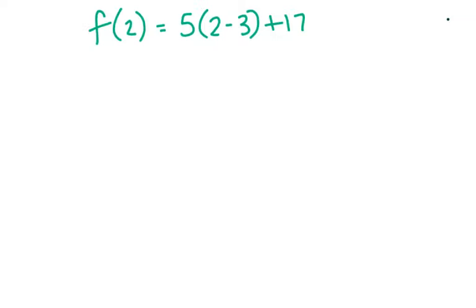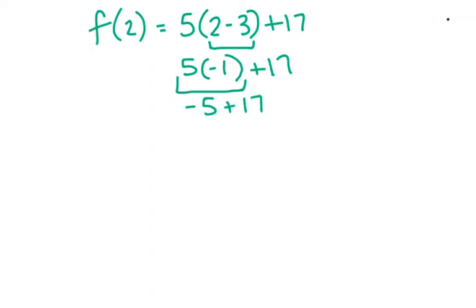All right. So when x is 2, what is this function valued at? So first we're going to start with our parentheses, and 2 minus 3 gives us a -1. All right. And then we have 5 times -1, which is -5. Bring down your positive 17. -5 plus 17 gives us a 12. So our function is valued at 12 when x is 2. So this coordinate would be 2, 12.